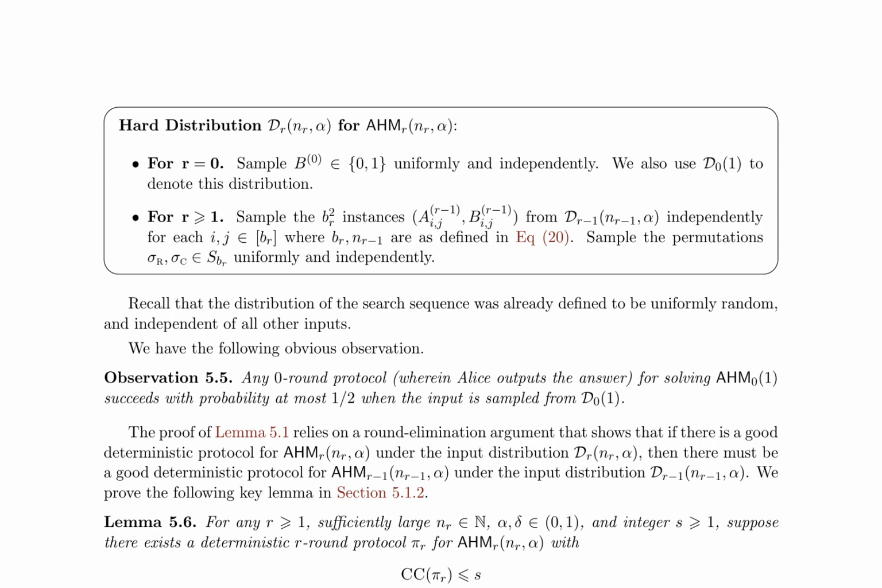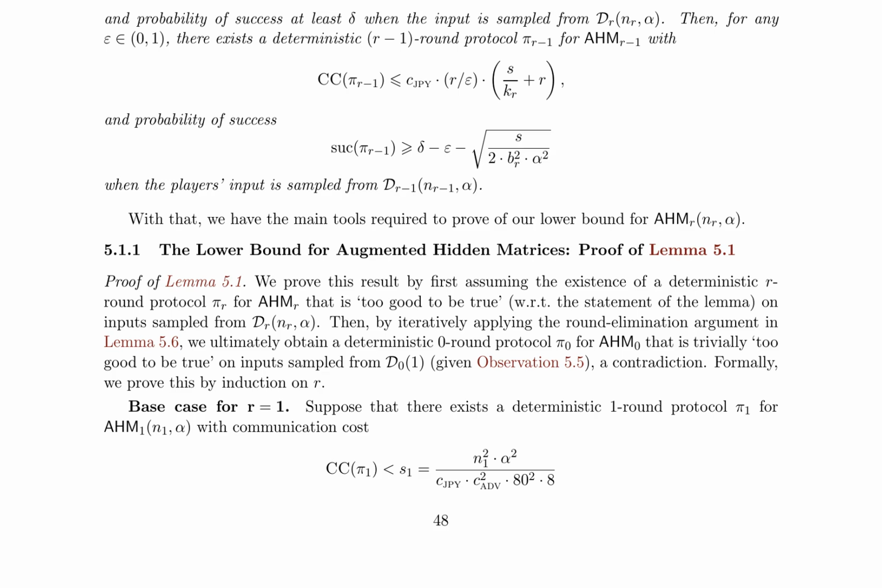The authors introduce Lemma 5.6, which states that if a deterministic $r$-round protocol for AHM$(r, n_r, \alpha)$ exists with a certain communication cost and probability of success, then a deterministic $(r-1)$-round protocol for AHM$(r-1, n_{r-1}, \alpha)$ must also exist with a slightly higher communication cost and a slightly lower probability of success. This lemma is instrumental in proving the main result, Lemma 5.1, which establishes a lower bound on the communication cost required to solve AHM$(r, n_r, \alpha)$ with a high probability of success.